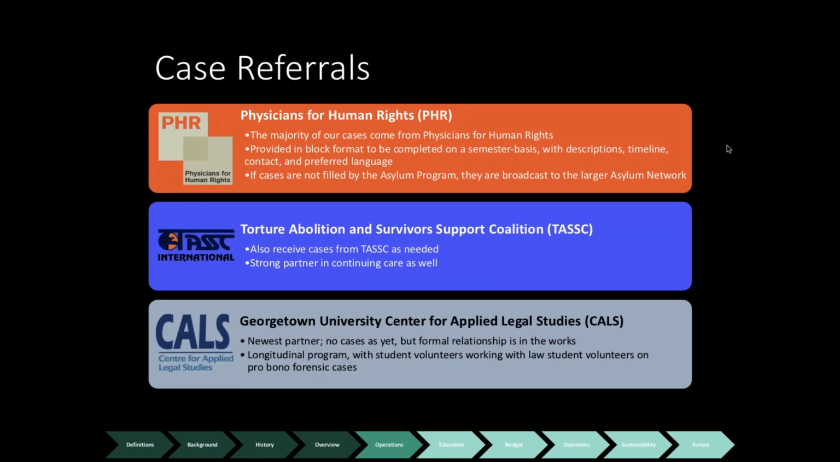And one other partner that we're working on developing a more formal relationship with is CALS, the Center for Applied Legal Studies associated with the Georgetown Law School. We haven't done any cases with them as of yet, but we're working on a more formal relationship and hoping to really develop a multidisciplinary program that involves collaboration among the law and medical centers.